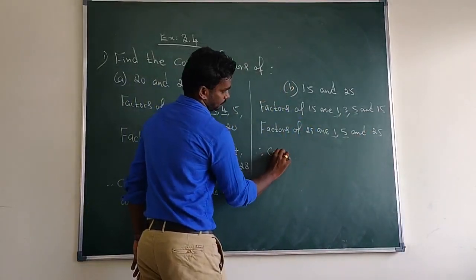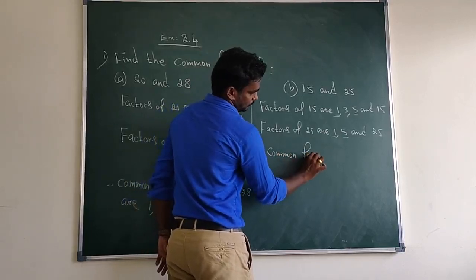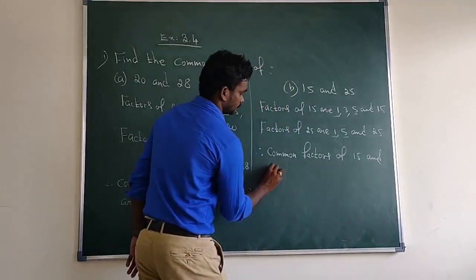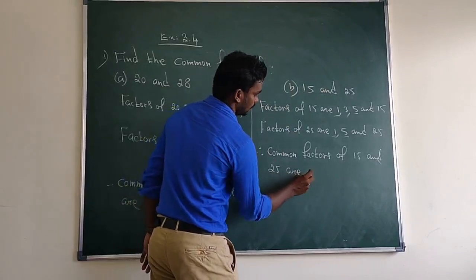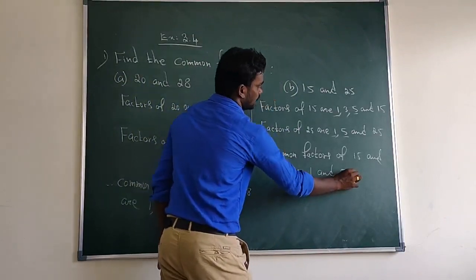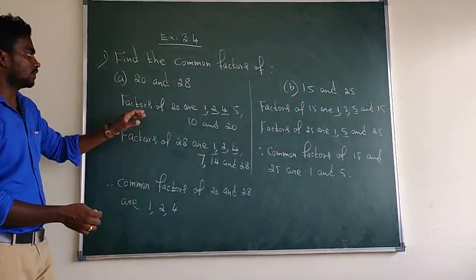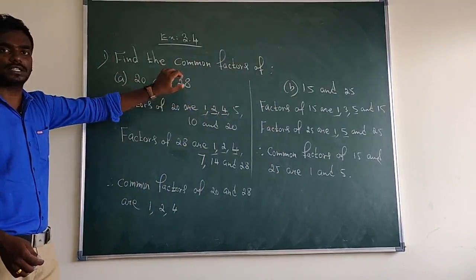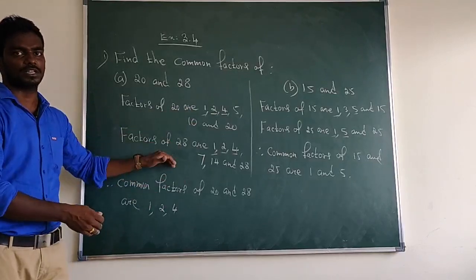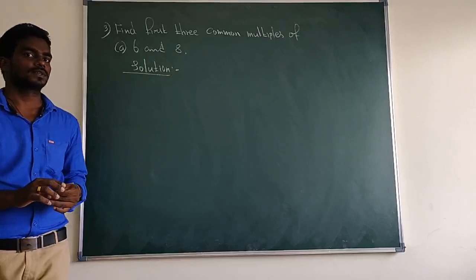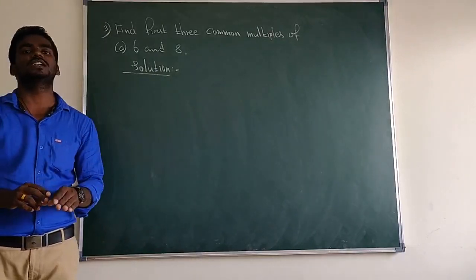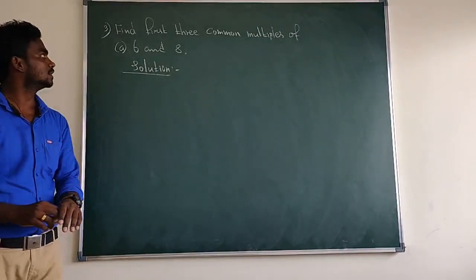Therefore, the common factors of 15 and 25 are 1 and 5. So this is the method to find the common factors. First we find the factors of the first number, then the factors of the second number, then we compare them to find the common factors of both numbers. Right. The first type is finding the common factors of two numbers, and the second type is finding the common factors of three numbers, as given in your question. So we will do the sum as homework.